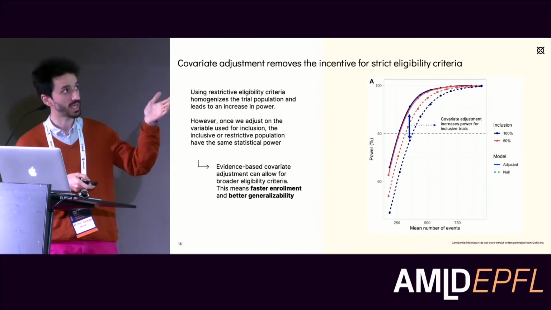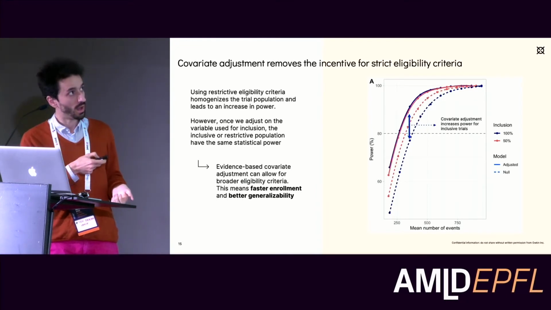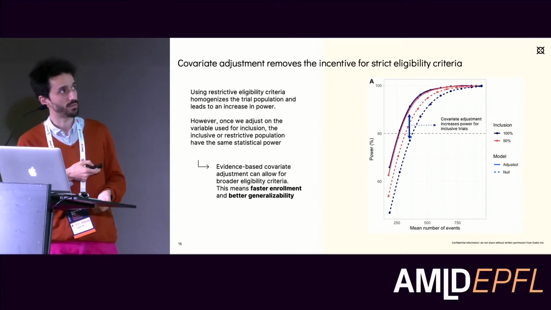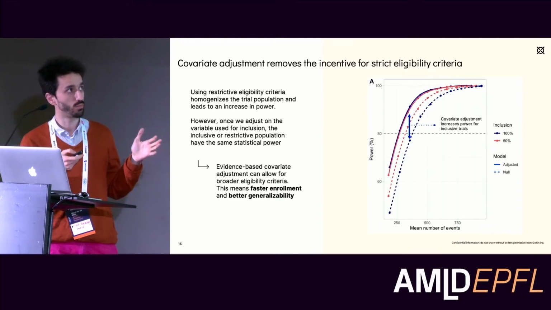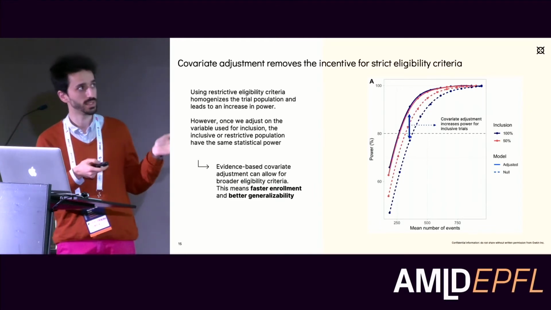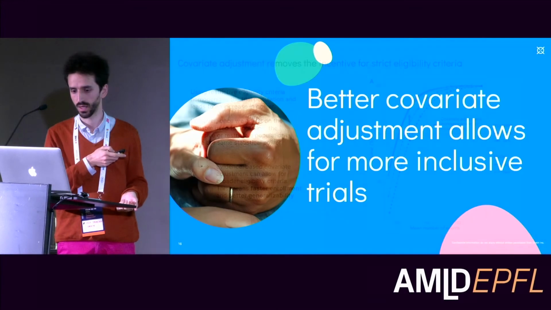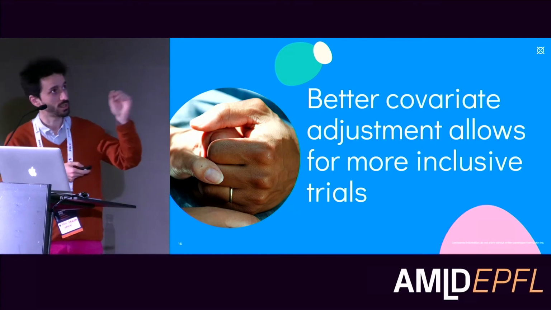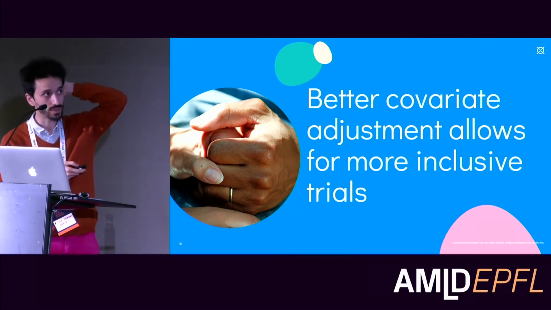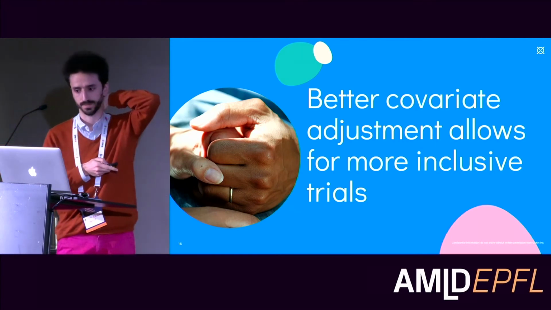And so that means that by doing evidence-based covariate adjustment, we can allow for broader eligibility criteria, and that means faster enrollment and better generalizability. And so that's another key message: better covariate adjustment allows for more inclusive trials.